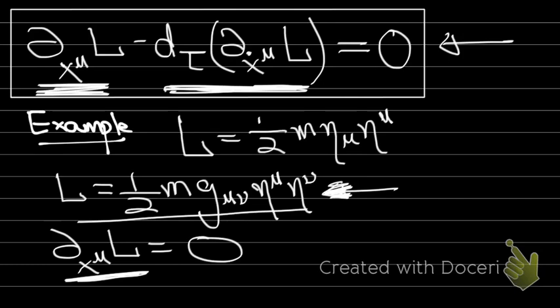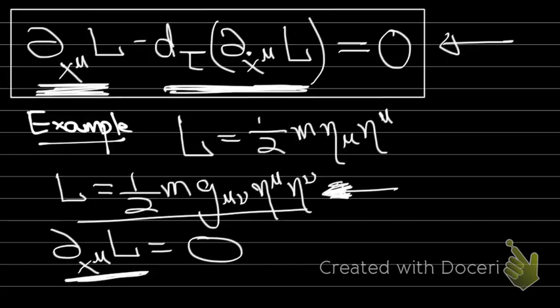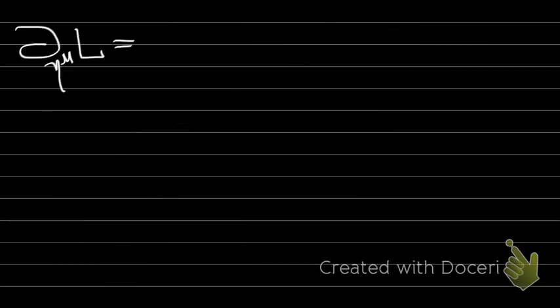Okay, so going to the next page, I'll do it over here. You have to compute the partial derivative with respect to eta mu of my Lagrangian. So if I compute this, what would this be, keeping in mind that this is the Lagrangian we are using, this one over here? So this is the quantity we have to compute.